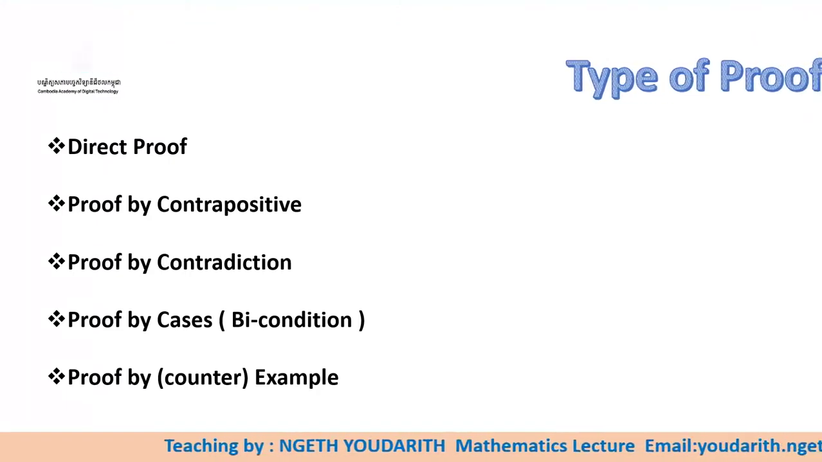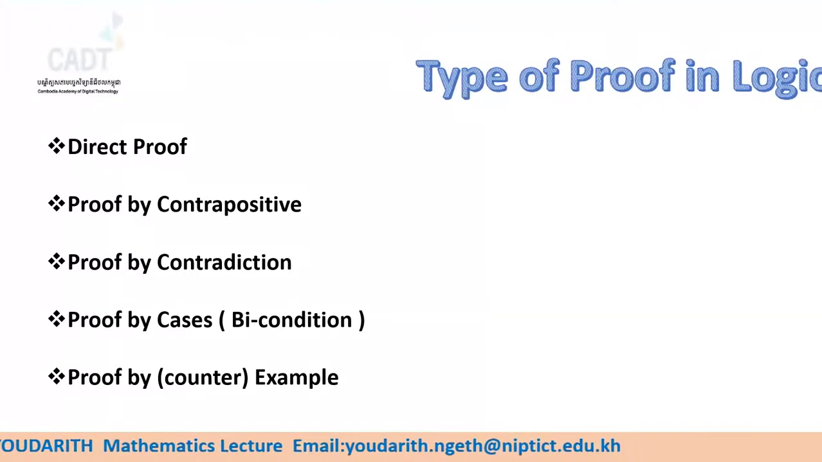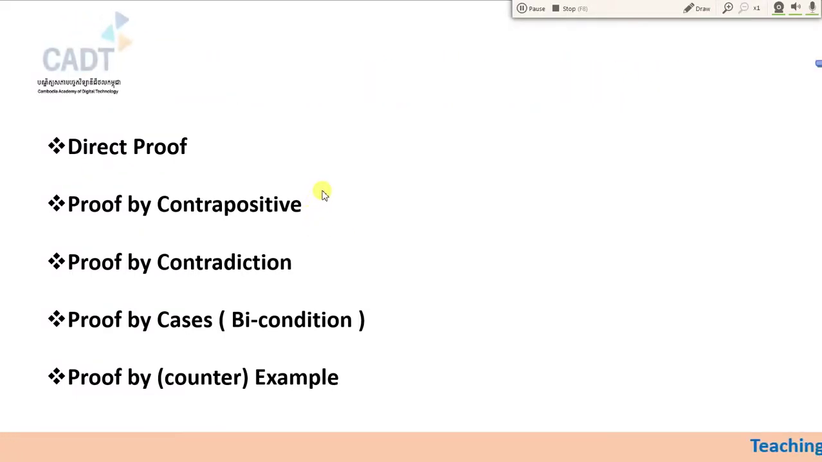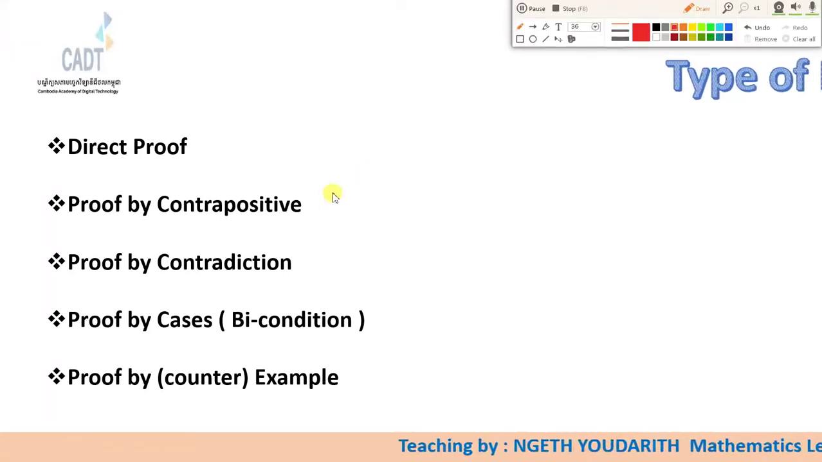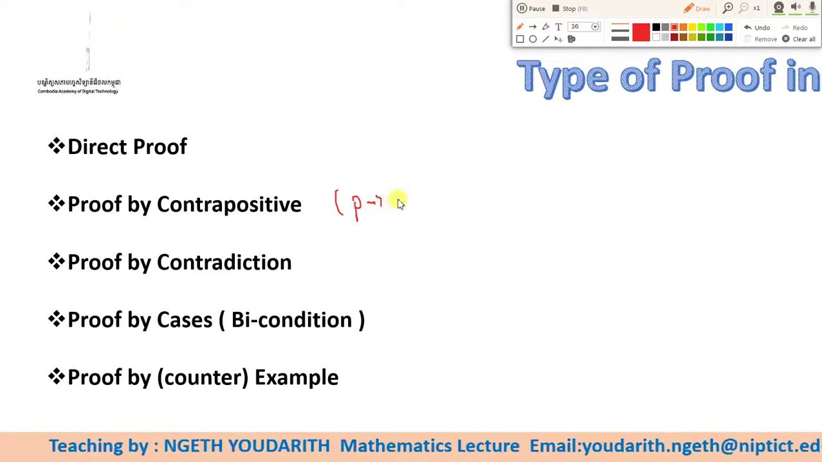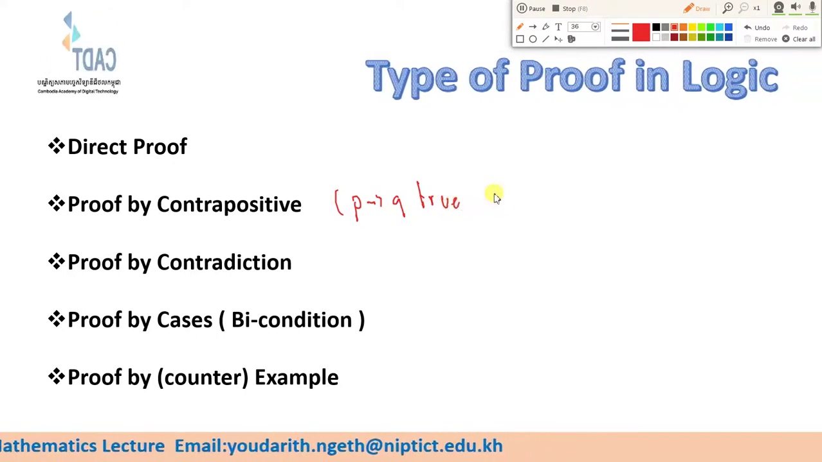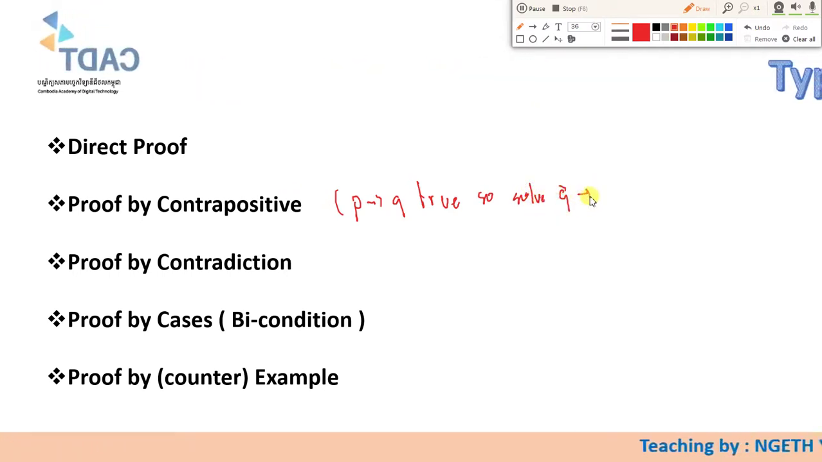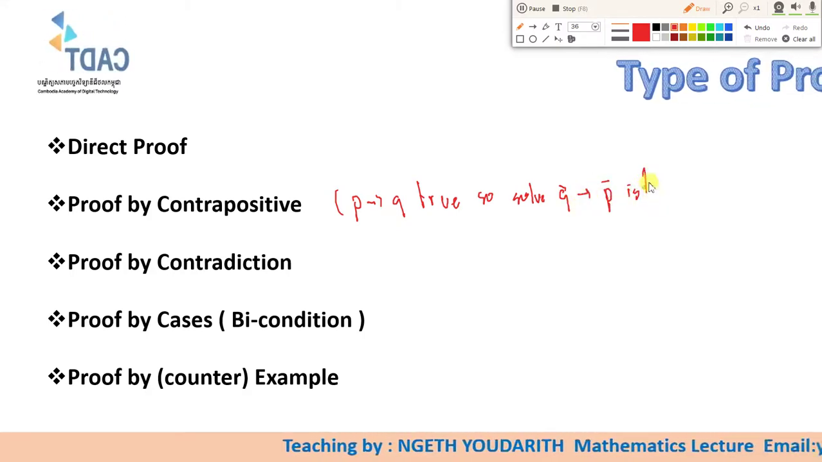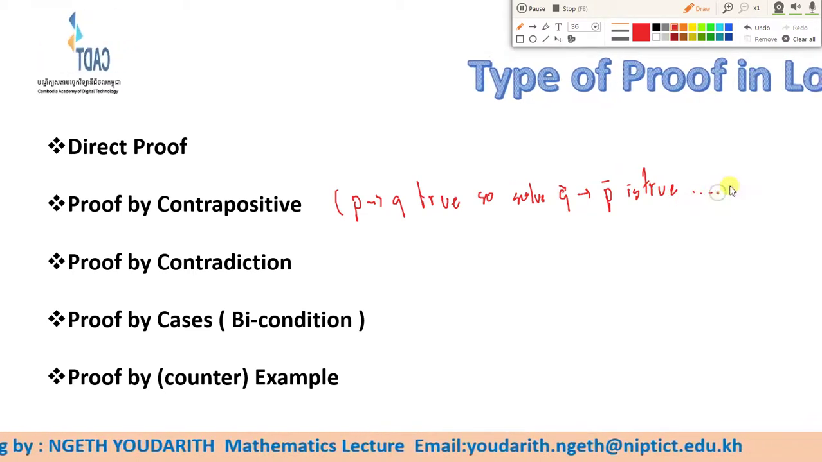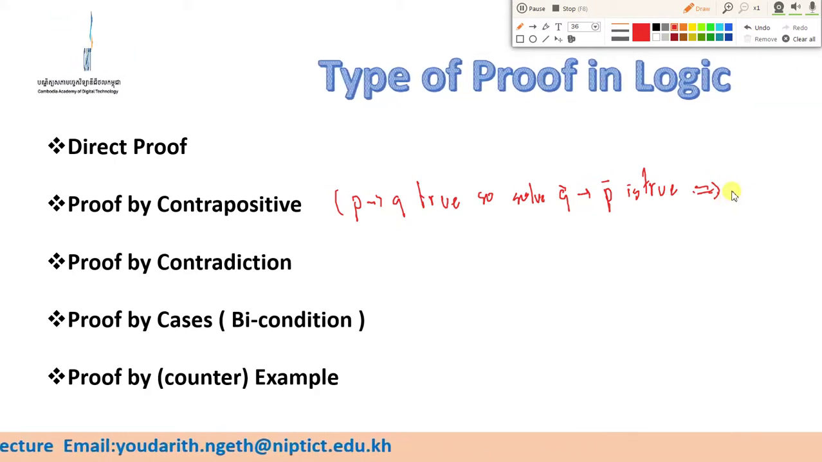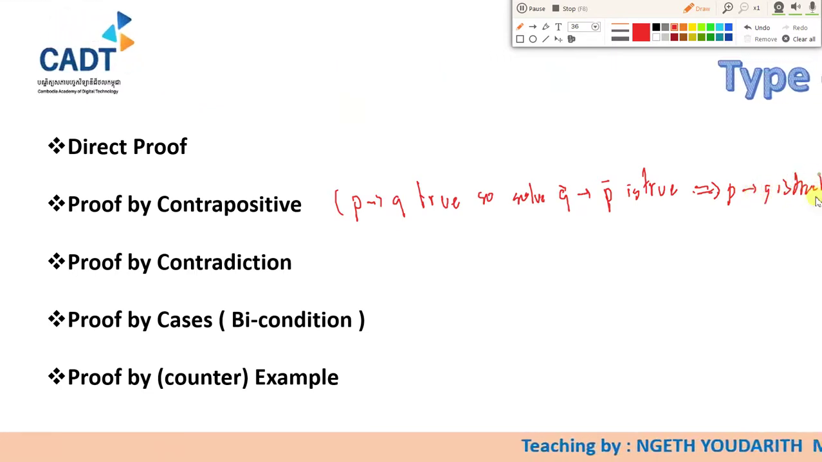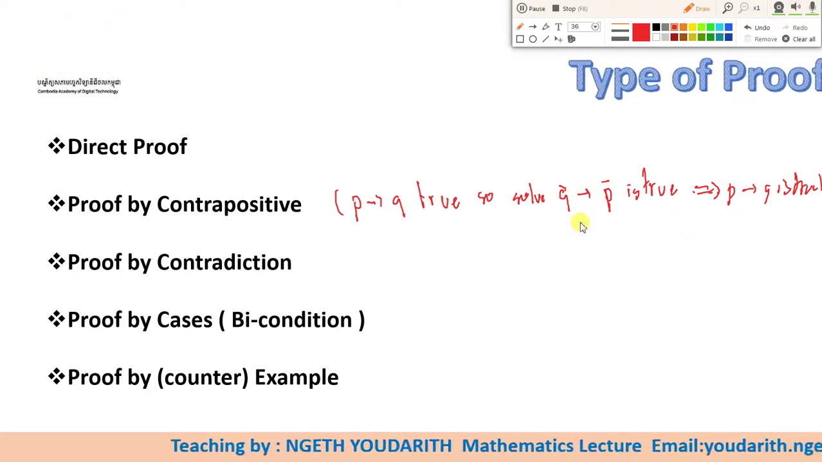About contrapositive: if we want to show P implies Q is true, we only show not Q implies not P is true. Then we get that P implies Q is true. This is proof by contrapositive.